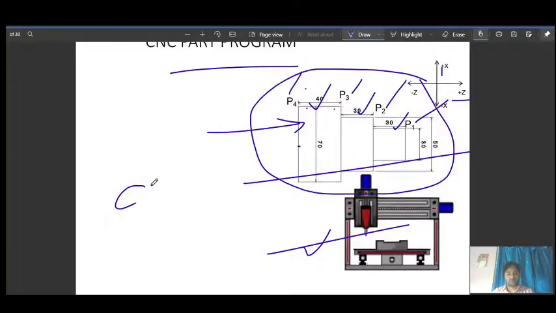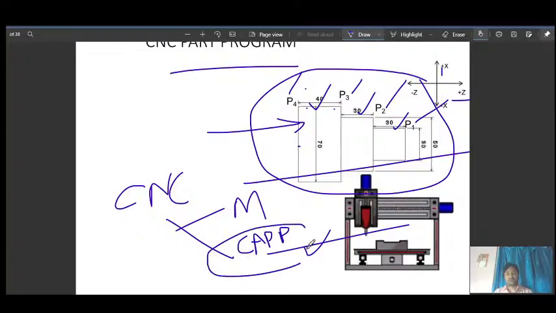So in CNC, there is manual and computer-assisted part programming. Generally, computer-assisted is easier compared to manual part programming.